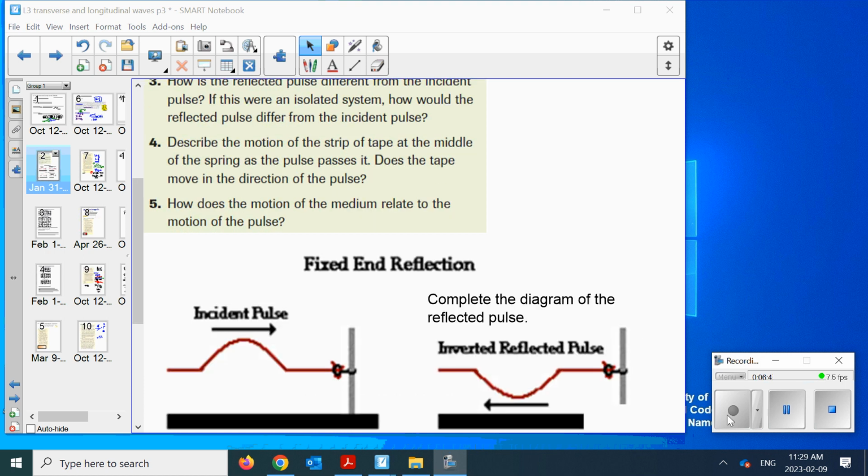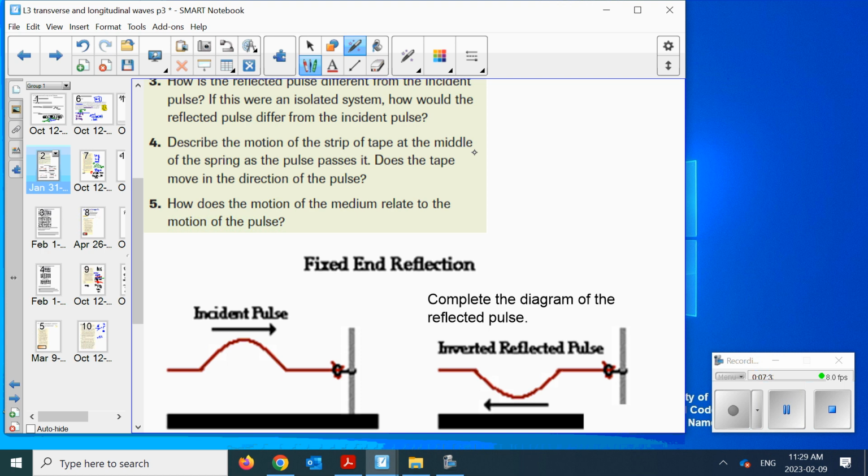4 and 5 we'll do together, because they really get at the same idea. Describe the motion of a strip of tape. We didn't actually have one, but I think you could imagine. In the middle of the spring, as the pulse passes, let the tape move in the direction of the pulse. What happened to the tape? Oh, we didn't have tape, but what happened to one spot on the spring? It just went up and then down, right? What's the magic word for 90 degrees? Perpendicular, right? To describe the motion of the strip of tape at the middle of the spring, it just went back and forth. It moved perpendicular to the pulse.